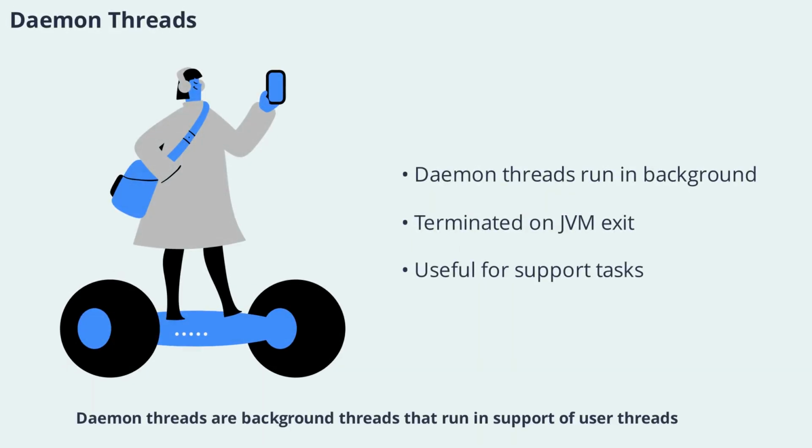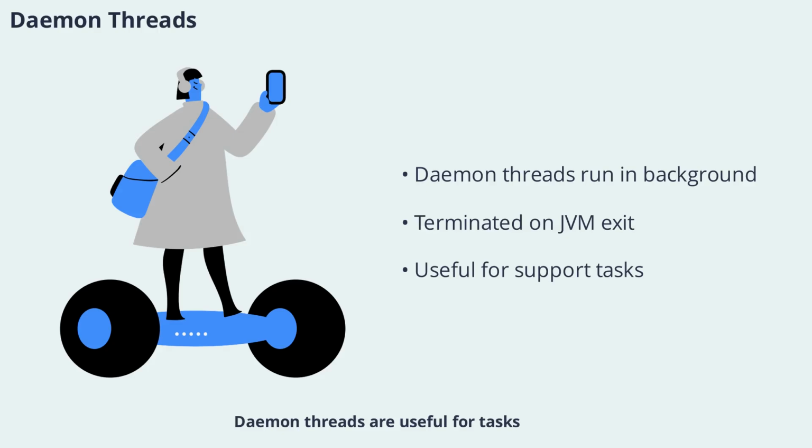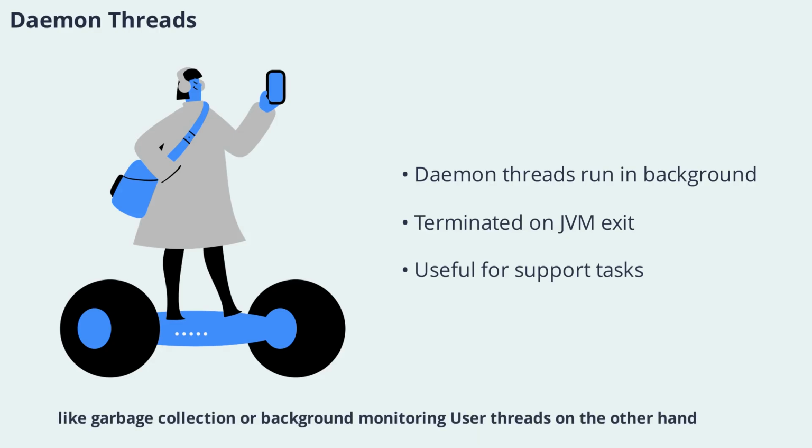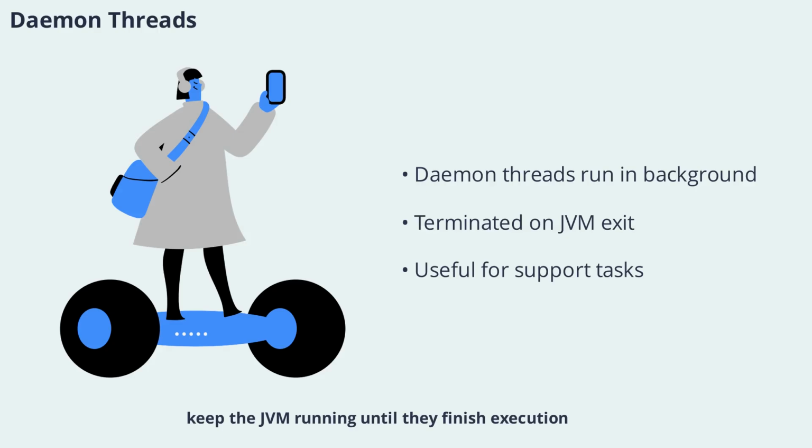Daemon threads are background threads that run in support of user threads. When the JVM exits, all daemon threads are terminated. You can mark a thread as a daemon using setDaemon(true). Daemon threads are useful for tasks like garbage collection or background monitoring. User threads, on the other hand, keep the JVM running until they finish execution.